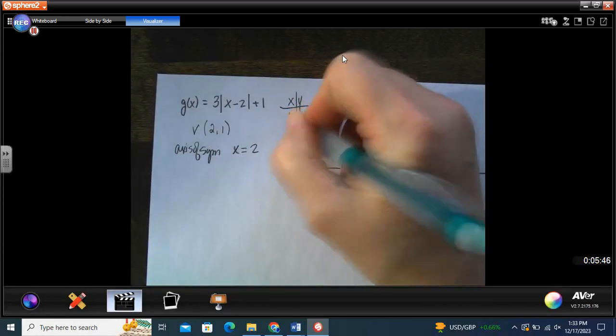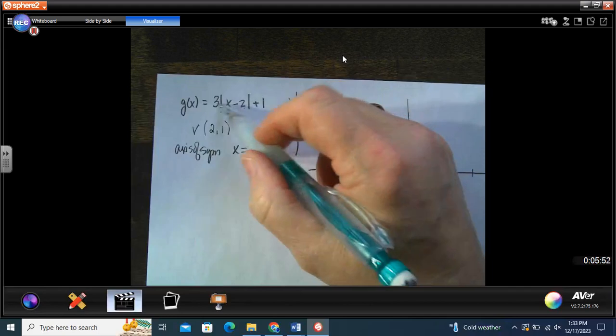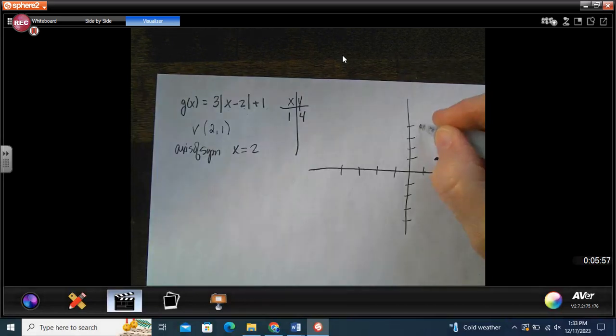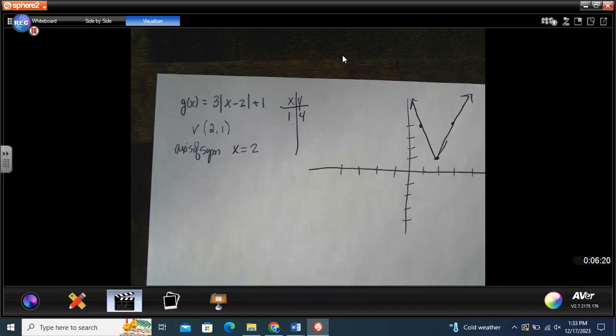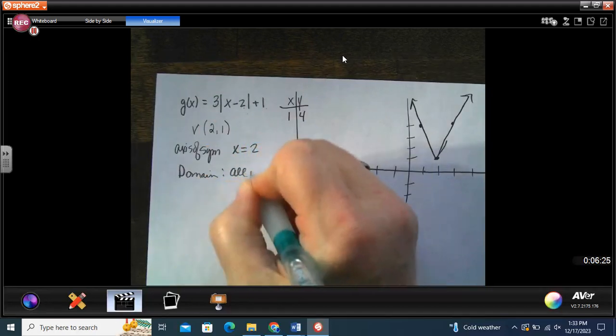I should plug in 1. And if I plug in 1, I get -1, absolute value would be 1. I get 3 plus 1 is 4. And then I can use the axis of symmetry to get that point. If I plug in 0, I'm going to get 7. So it's not going to fit on the graph I have here. It will fit on the graph that you would have on the test. I think those are 7 by 7 grids. But anyway, there's your graph. Domain is all real numbers.